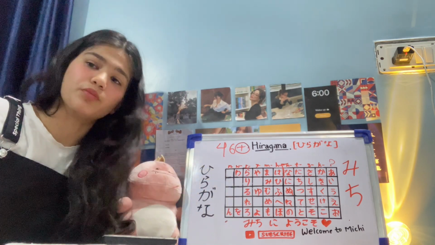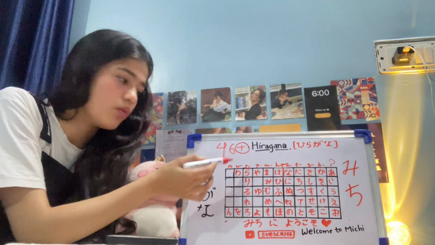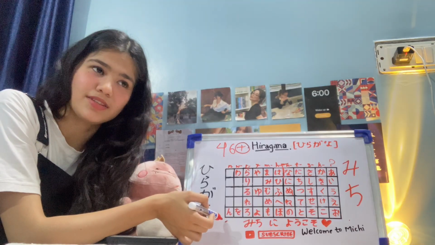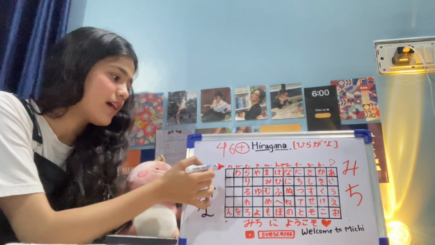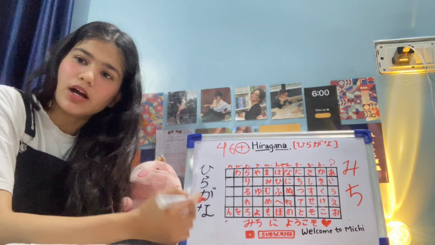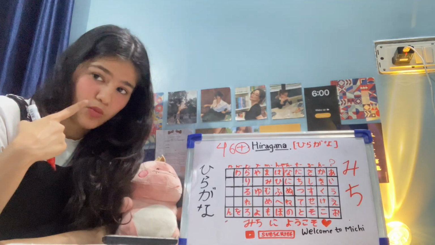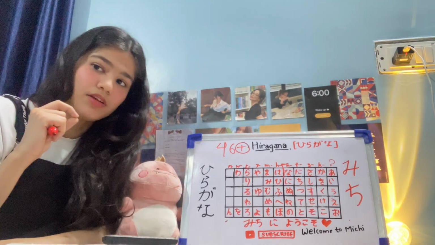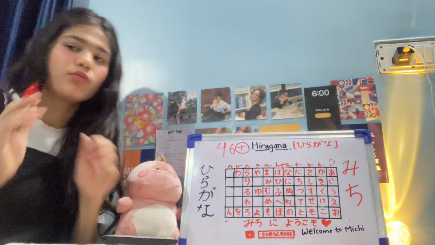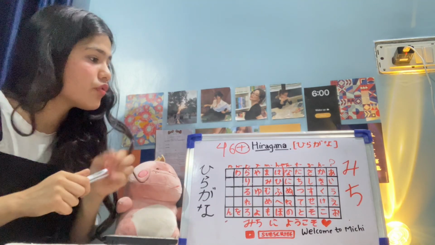Then in the W line, there are only two, wa and wo. Wa wo. And then n. It's like in Hindi, like the nasal sound in ang. It has a nasal sound, as if we're not pronouncing it properly. But we're going to go deeper in the next video. Till here, that's the overview of it.